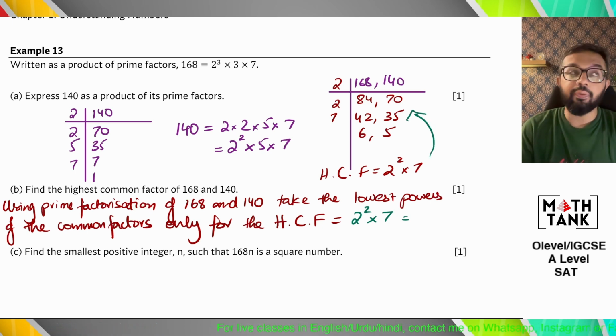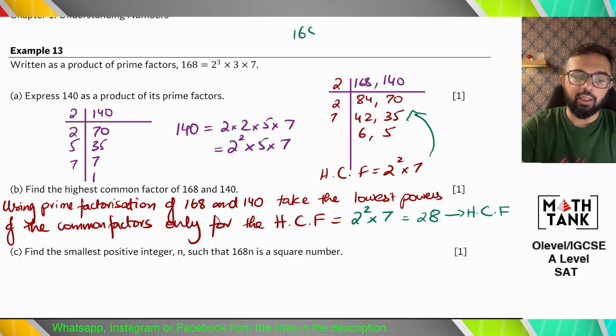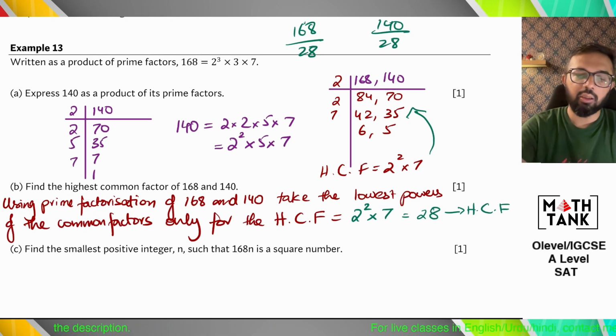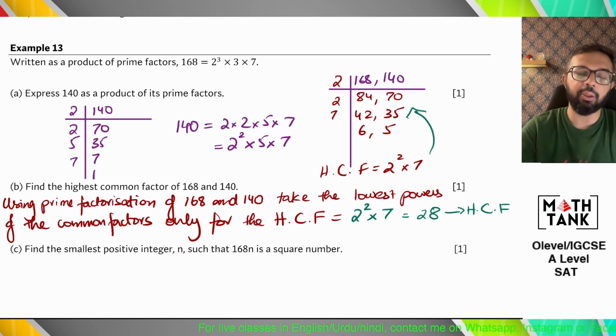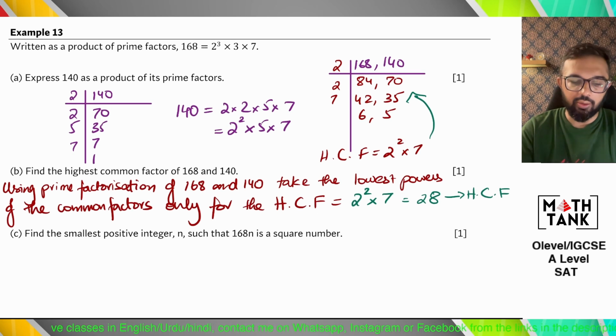That is also the answer from the rule that I've just created for you. So 7 into 4 is giving me 28. So 28 is the highest common factor. It's a number that can divide both 168 and it can also divide 140. Okay, and not leave a remainder in the process. Okay, so that is a typical past paper question that you can see. It's there on the board for you.